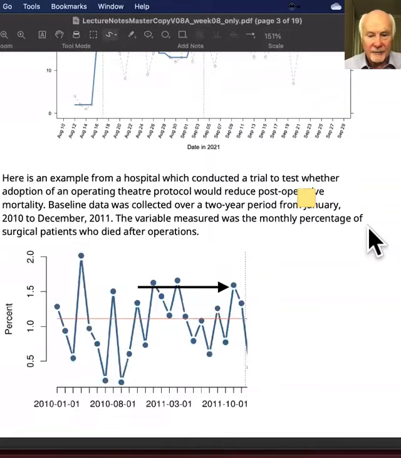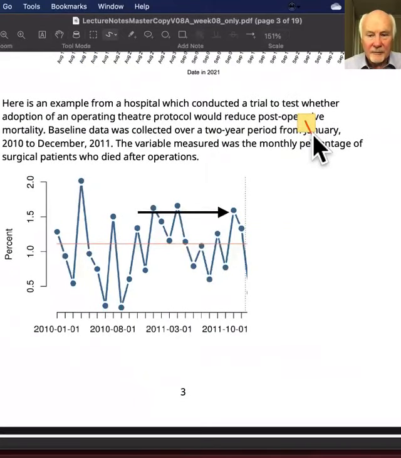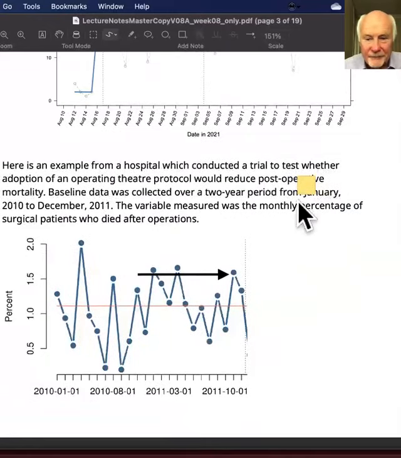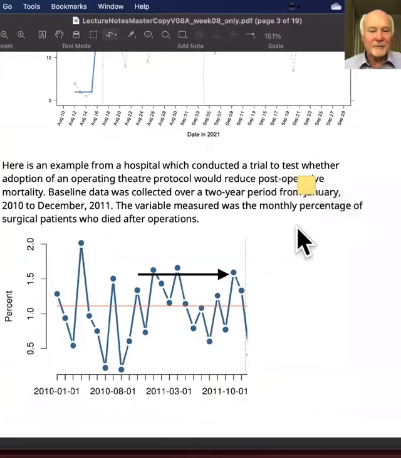Just clean up my text here. So I don't know what that mystery yellow square is there. Anyway, I'm stuck with it.